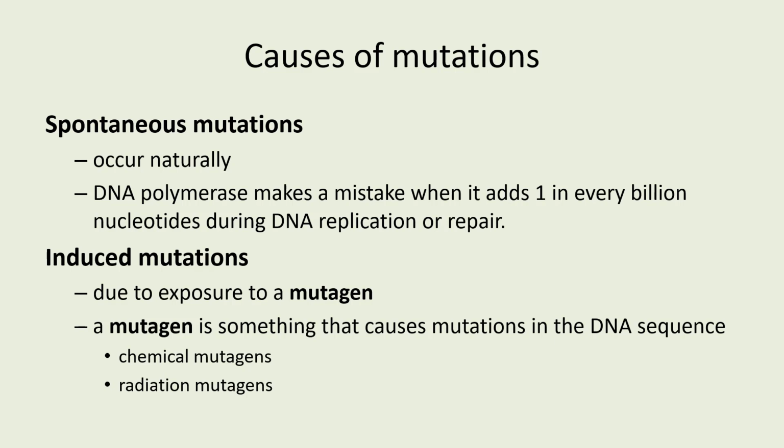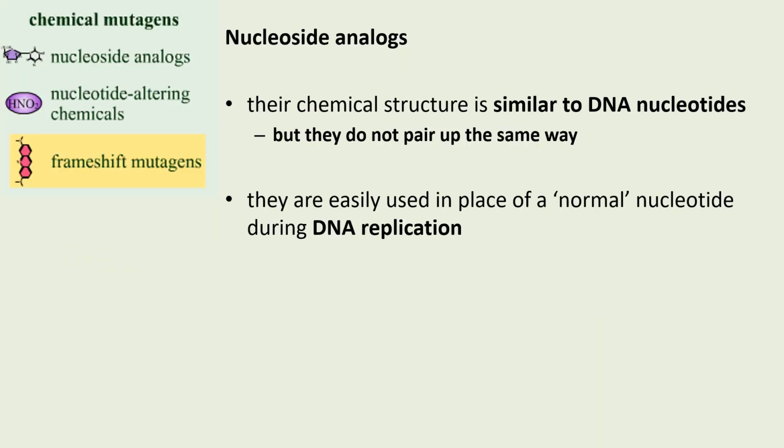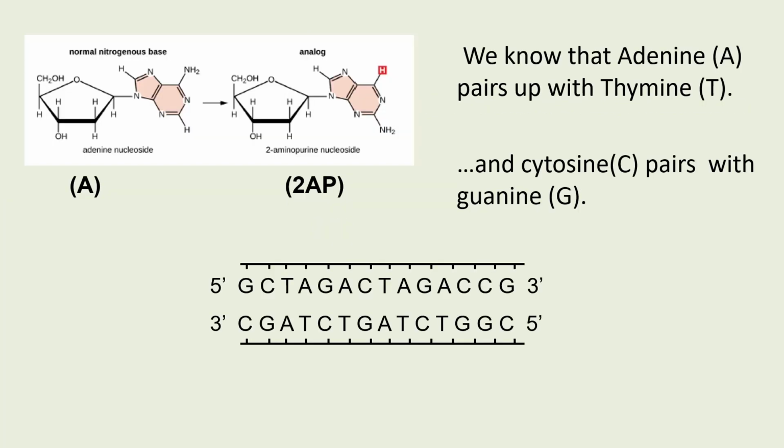So let's talk about these different mutagens. There are radiation and chemical mutagens. I'm going to first mention the 3 different types of chemical mutagens. The first one listed here is a nucleoside analog. These are molecules that are similar enough to the DNA nucleosides that they're easily added to a growing strand during DNA replication. But at the same time, they're different enough to cause them to pair with the wrong complementary nucleoside on the opposite strand. So here's an example of how that could happen.